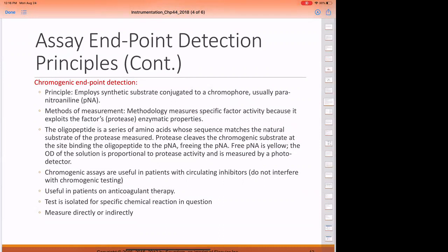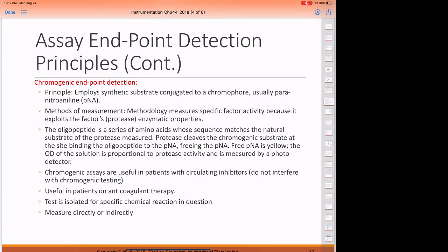The chromogenic endpoint detection method employs a synthetic substrate conjugated to a chromophore, usually PNA, para-nitroaniline. The methodology measures specific factor activity because it exploits the factor's enzymatic properties, which are their protease properties. The oligopeptide is a series of amino acids whose sequence matches the natural substrate of the protease measured. Protease cleaves a chromogenic substrate at the site binding the oligopeptide to the PNA, freeing the PNA. Free PNA is yellow. The optical density of the solution is then proportional to the protease activity.